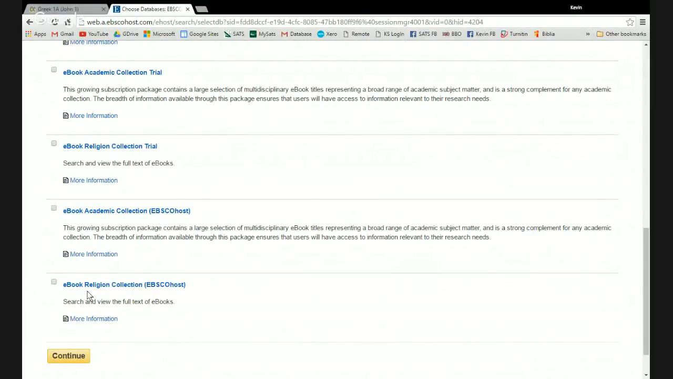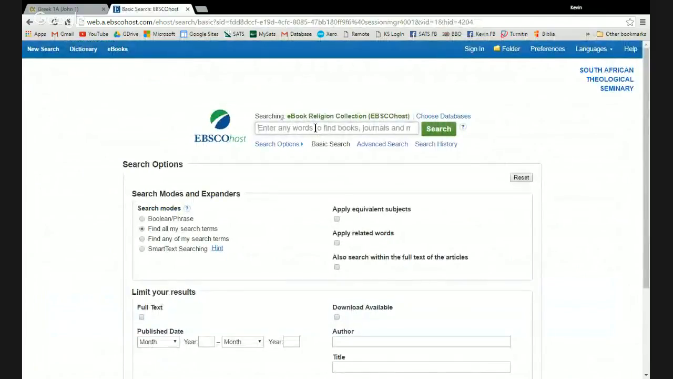All right, so one of them is an ebook religion collection from EBSCOhost, and the other one is an ebook academic collection, also from EBSCOhost. These trials will disappear. They were trials for the same thing, but the subscription parts will remain. So I'm going to take, for instance, ebook religion collection and log in. This could be useful for all courses.